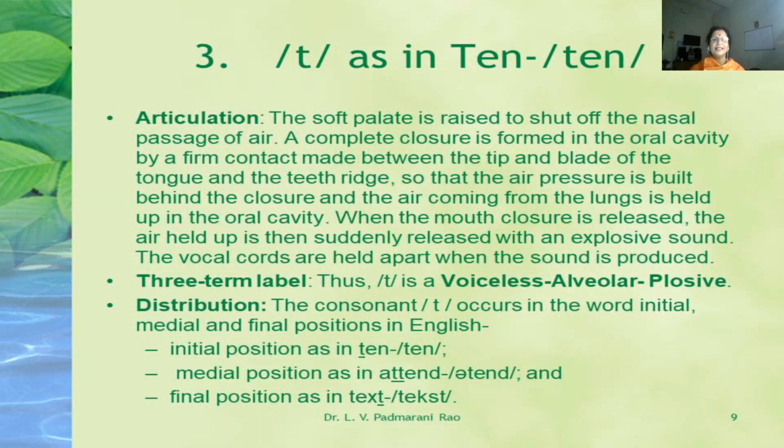Fine? The vocal cords are held apart when the sound is produced, so it is voiceless. So the three-term label for T as in T-E-N, ten, is voiceless because the vocal cords do not vibrate, alveolar because the tip of the tongue touches the alveolar ridge or the teeth ridge, plosive because the oral cavity is blocked, the air is held up and suddenly released with an explosive sound.